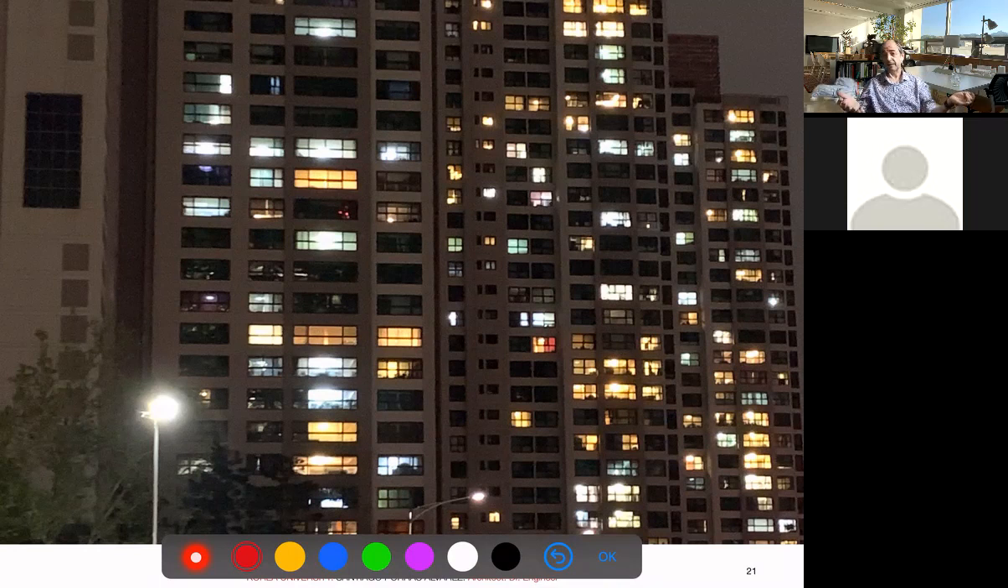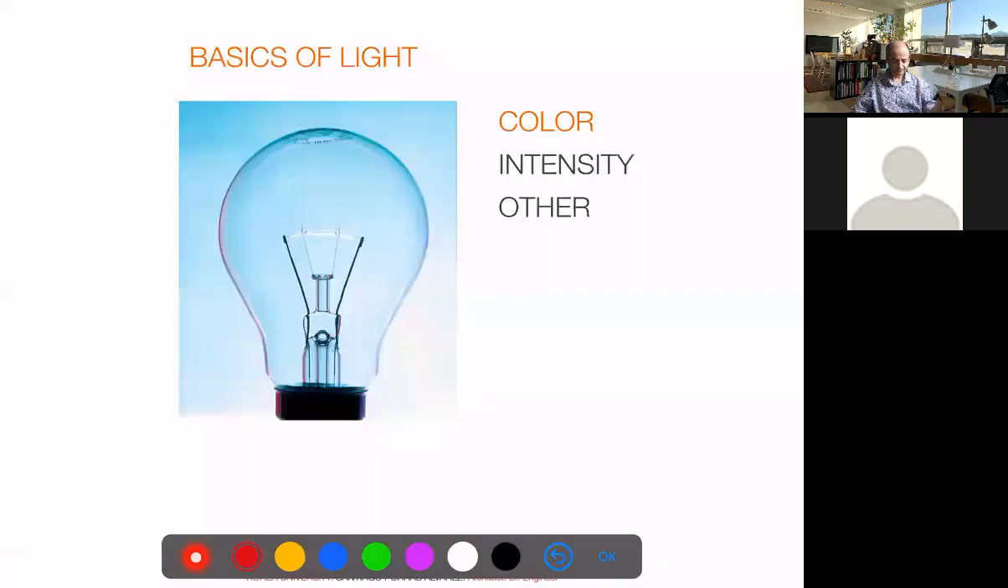And of course, you will never see 100% of lights lit, even though this is a very normal hour. It's 10 p.m. and this is a normal neighborhood of Seoul. Not even 50% of the lights are on. So we know about the qualities.